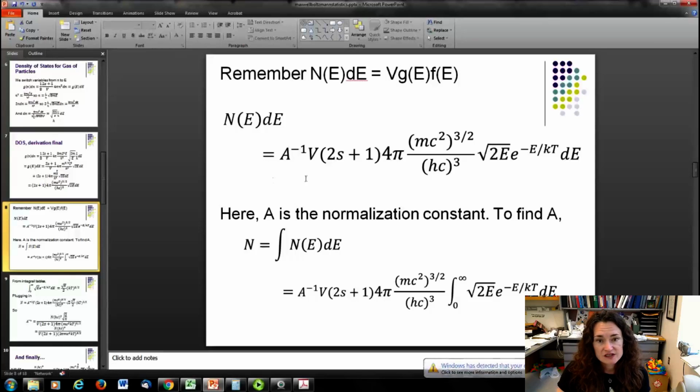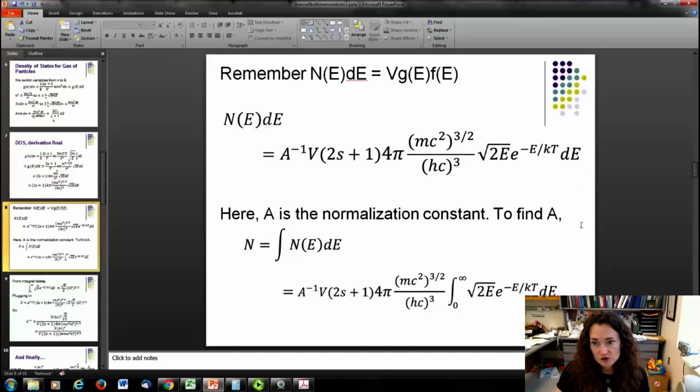So here my number density is A to the minus 1 times my volume, times my density of states, g of E, which takes us up through the root 2E there, and then times my Maxwell-Boltzmann distribution function factor, which is e to the minus E over kT. So plugged in for everything there.